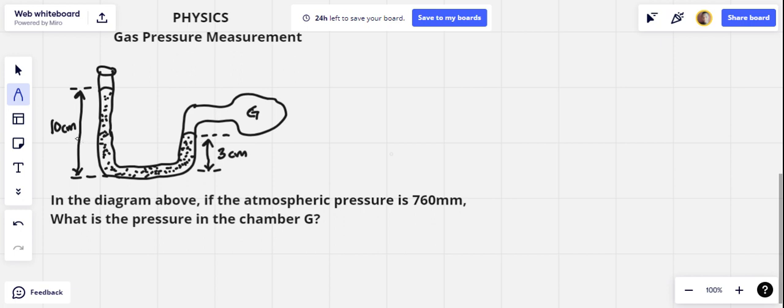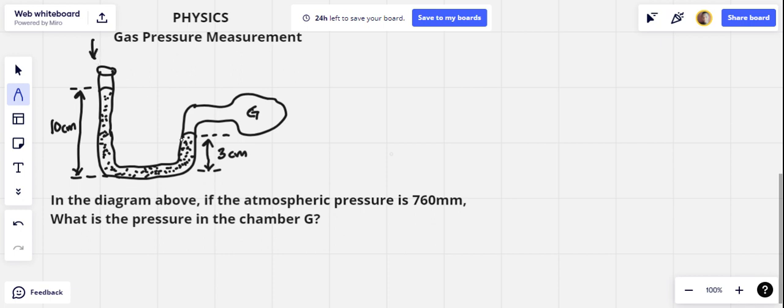The first thing to note is that the liquid on the atmospheric side rose higher than the one on the gas chamber side. What does that tell us? It tells us that the pressure from the gas is higher than the pressure from the atmosphere. The atmosphere acts downward, trying to press this liquid down. But since the gas is able to press this liquid down so that it rises above here, this gas is at a higher pressure than atmospheric pressure.